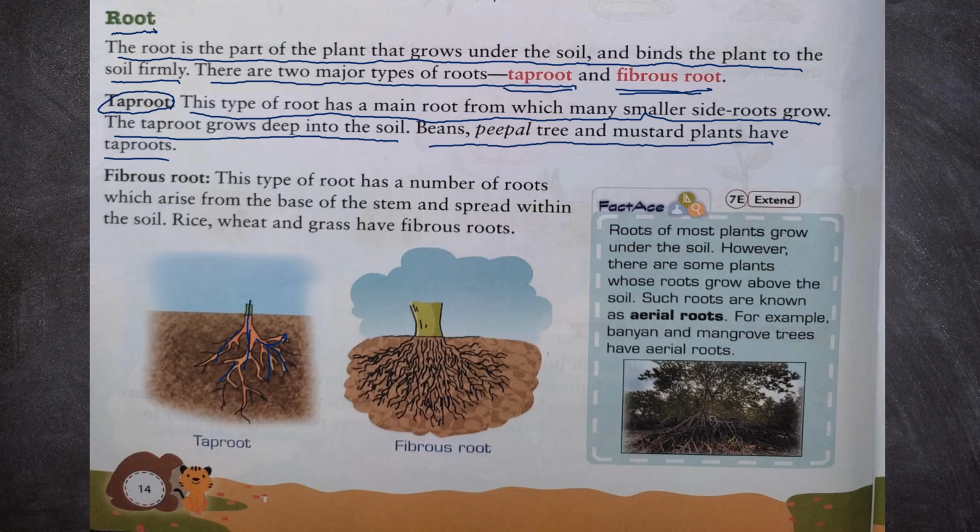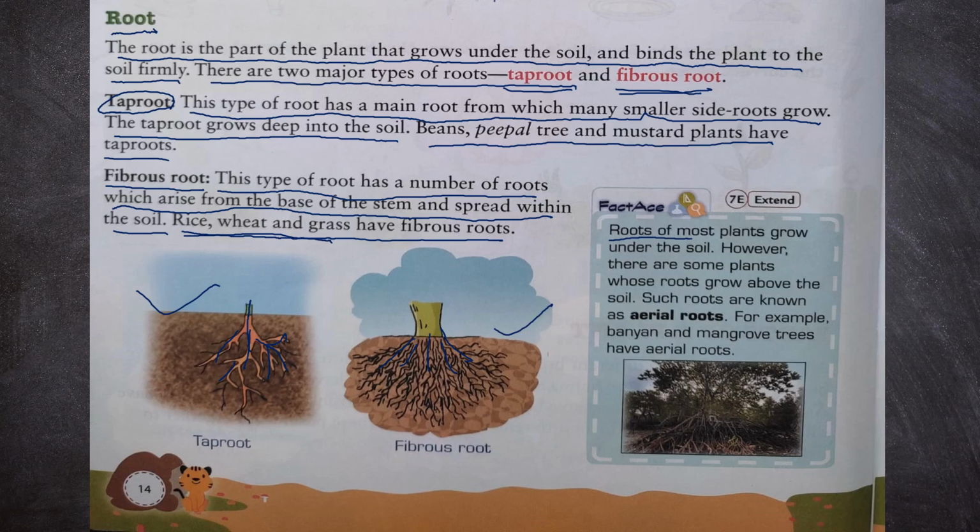Now next we have the fibrous root. This type of root has a number of roots which arise from the base of the stem and spread within the soil. As we can see in the picture, these are fibrous roots arising from the base of the stem. Examples of fibrous root: rice, wheat and grass. These all have fibrous roots. So this is a picture of fibrous root.